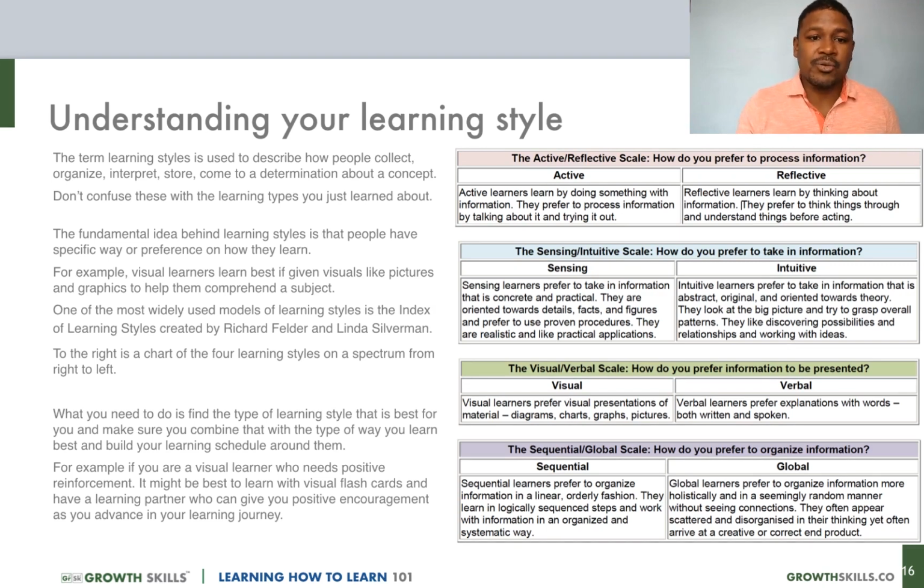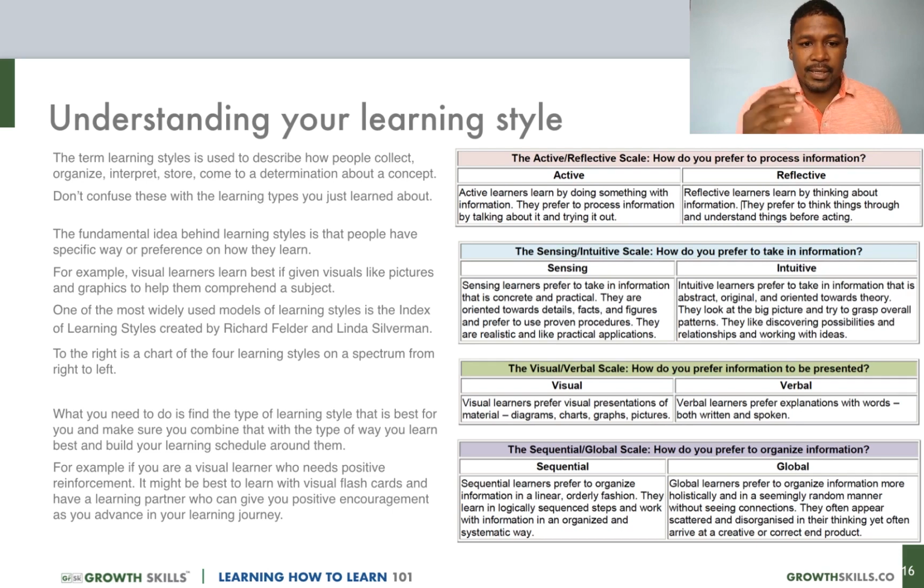For example, visual learners learn best if they're given visuals like pictures and graphs to help them comprehend a subject. One of the most widely used models of learning styles is the Index of Learning Styles created by Richard Felder and Linda Silverman. So I'll review that type. There's a different type called VARK, which is very similar, but I think this one is more important and better for you to understand, and then develop a sense of how you learn.